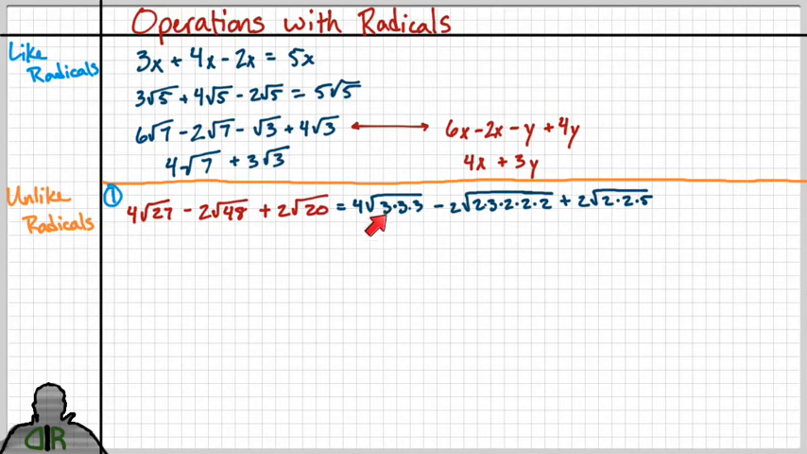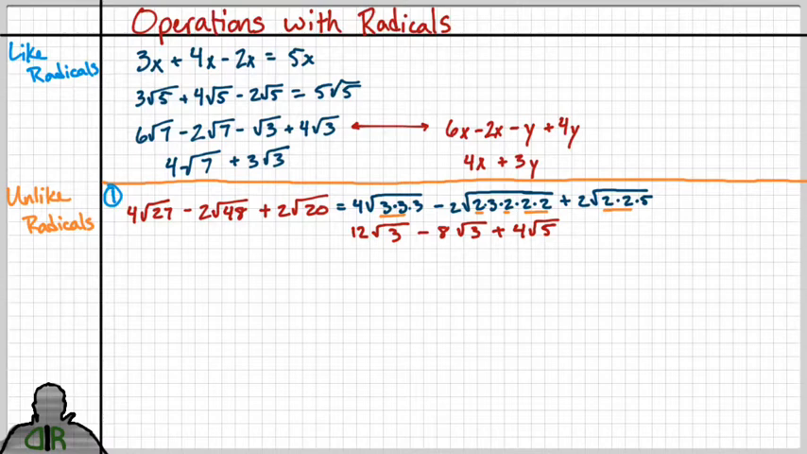This 3 times 3, well, this would be 9, so the square root of 9 is 3. So we can pull out a 3 in that one. And we have a pair of 2's right here, and then a pair of 2's right here for this radical, and then a pair of 2's in that one for the other one. So it would simplify down to that.